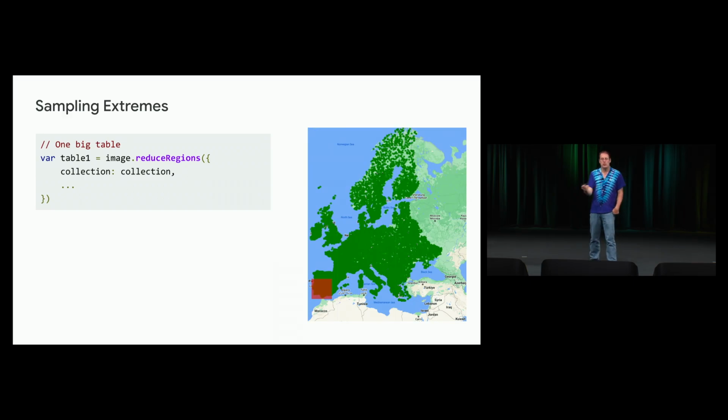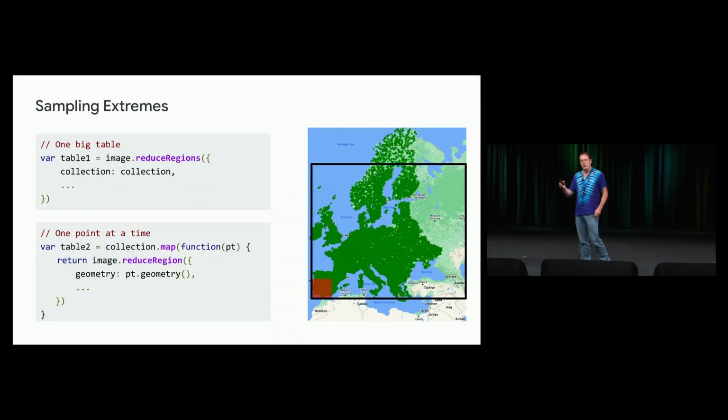If you're an Earth Engine user, you might hit this point and go, I know what to do. What I'm going to do is, instead of extracting the whole table at once, map over each of those points and do an extraction for each one. This is the extreme opposite of doing the table at once. It's essentially a separate table for every point. And this will work. You can totally bypass almost all the memory limits in this process.